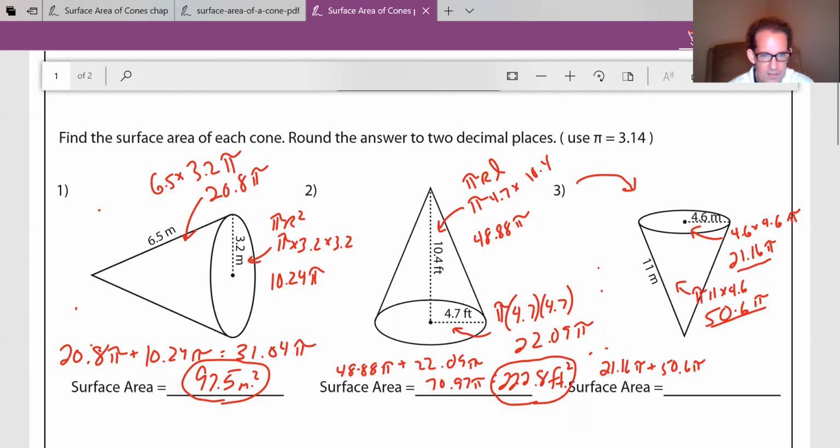Let's find out what that is. 50.6 plus 21.16 looks like 71.76 pi. My last step is just to multiply that by 3.14. So times 3.14 should equal 225.3264. Let's just round that to the nearest tenth. Let's say 225.3. And this is square meters.